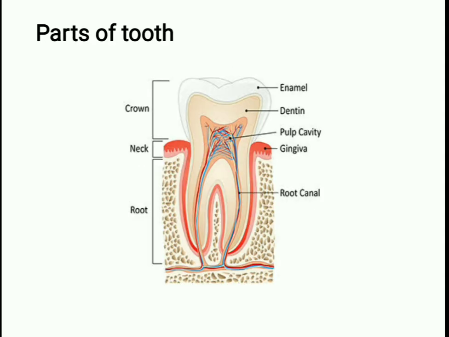Now, parts of the tooth. The parts of a tooth are basically enamel, dentine, pulp, gingiva, root canal, etc. The outermost layer, which we see clinically, is known as enamel. It is the hardest and outermost part of the tooth, and it's 96% mineralized. Below the enamel is dentine, which is less mineralized than enamel, and it is sensitive. The patient feels sensitivity and pain because of dentine.